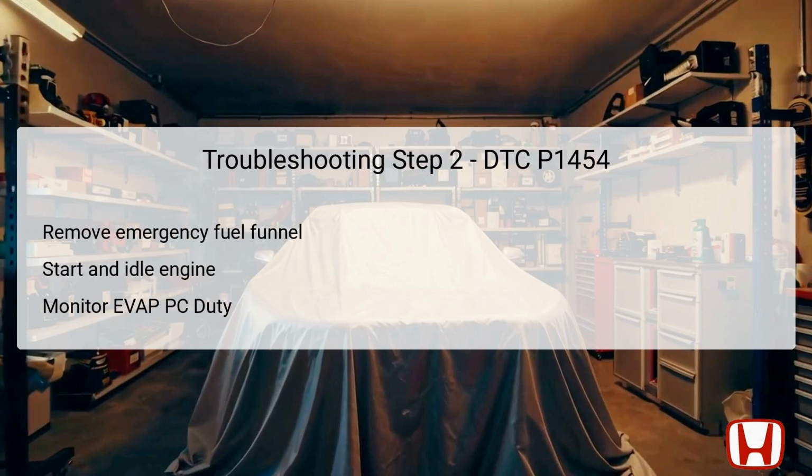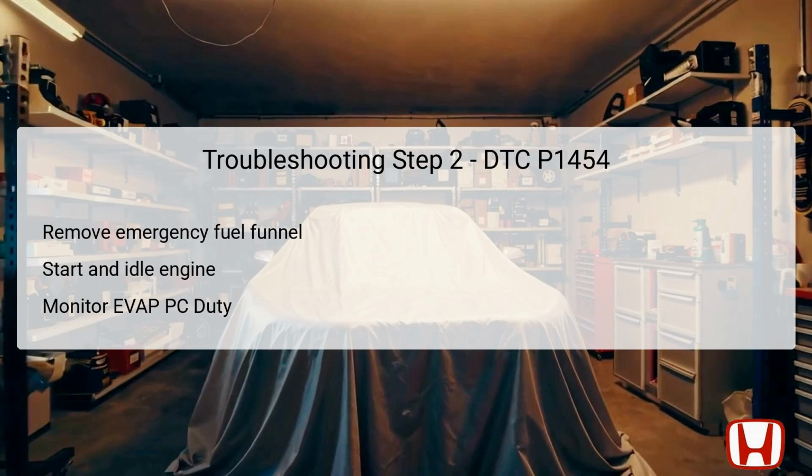During the second troubleshooting step, it's imperative to remove the emergency fuel funnel from the fuel filler neck to ensure that the vehicle is in a proper state for evaluation. Next, the technician proceeds to turn the vehicle to ON mode again and clear the DTC using the HDS. Following this, the engine should be started and allowed to idle without load, which means placing continuous load on the engine should be avoided during this process.